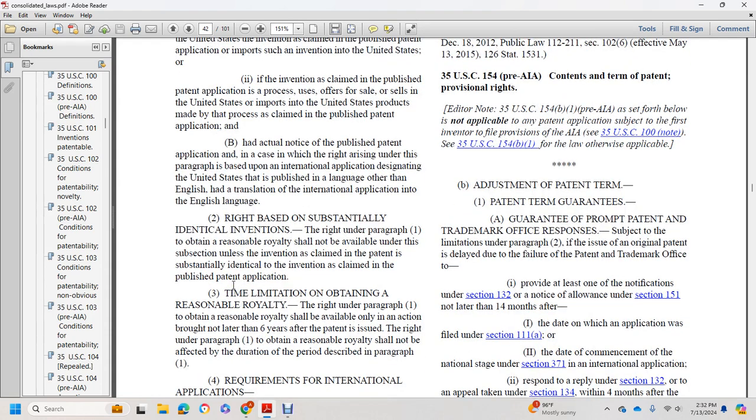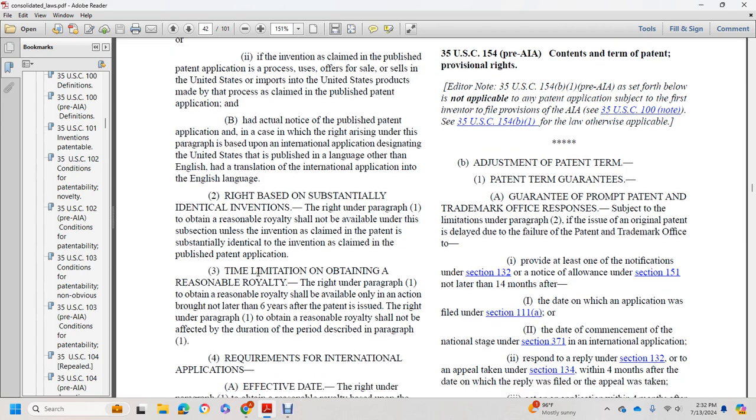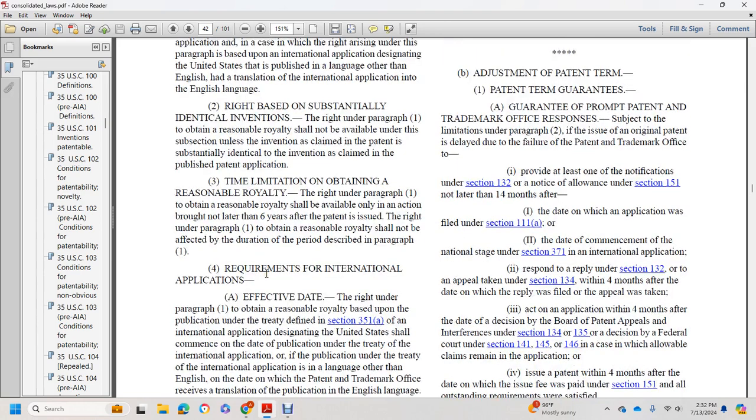2. Reasonable royalty based on a substantially identical invention: the right under paragraph 1 to obtain a reasonable royalty shall not be available under this subsection unless the invention claimed in the patent is substantially identical with the invention claimed in the published patent application. 3. Time limitation on the right: the right under paragraph 1 to obtain a reasonable royalty is available only in an action brought not later than 6 years after the patent is issued. The right under paragraph 1 shall not be effective for the duration period prescribed in paragraph 1.